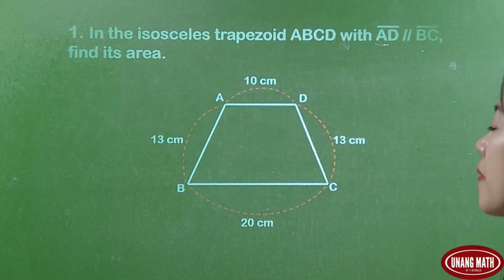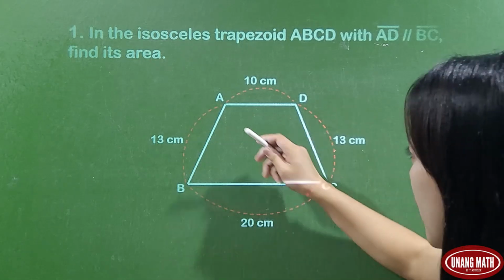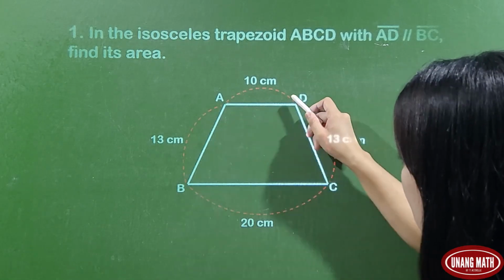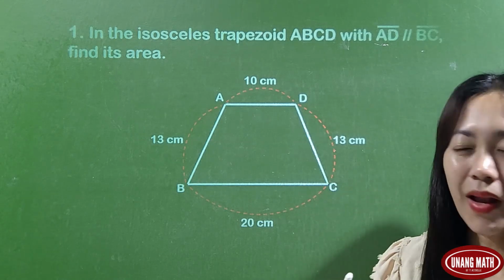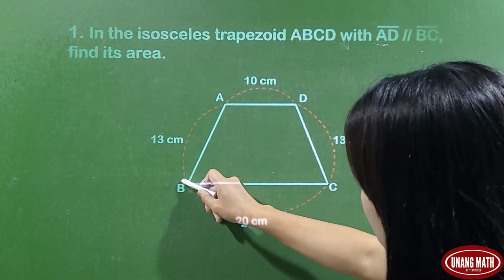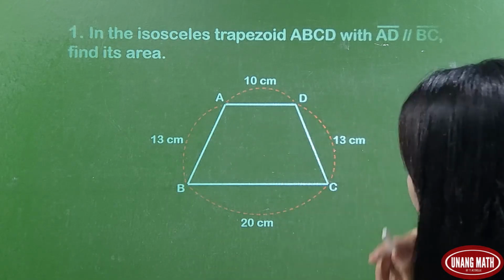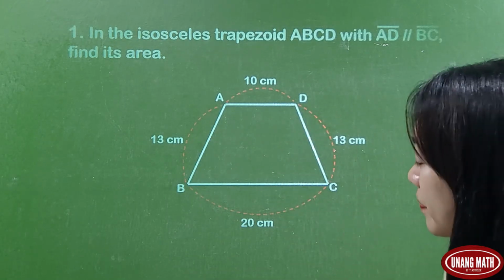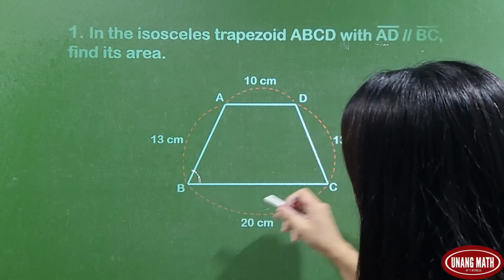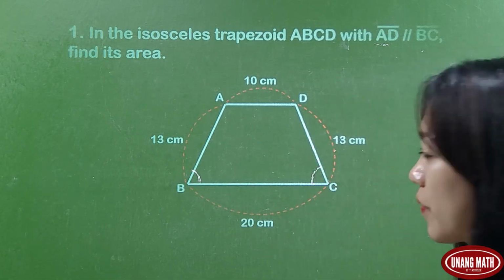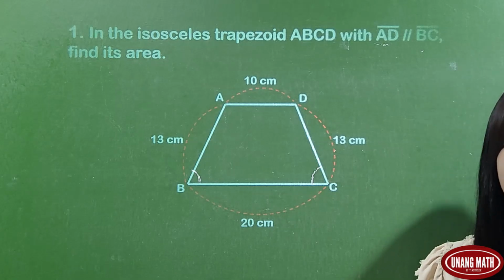So it means that the two non-parallel sides, segment AB and segment DC, are equal in length. So this is 13 centimeters. This is also 13 centimeters. It also means that this angle is the same measure as this angle.